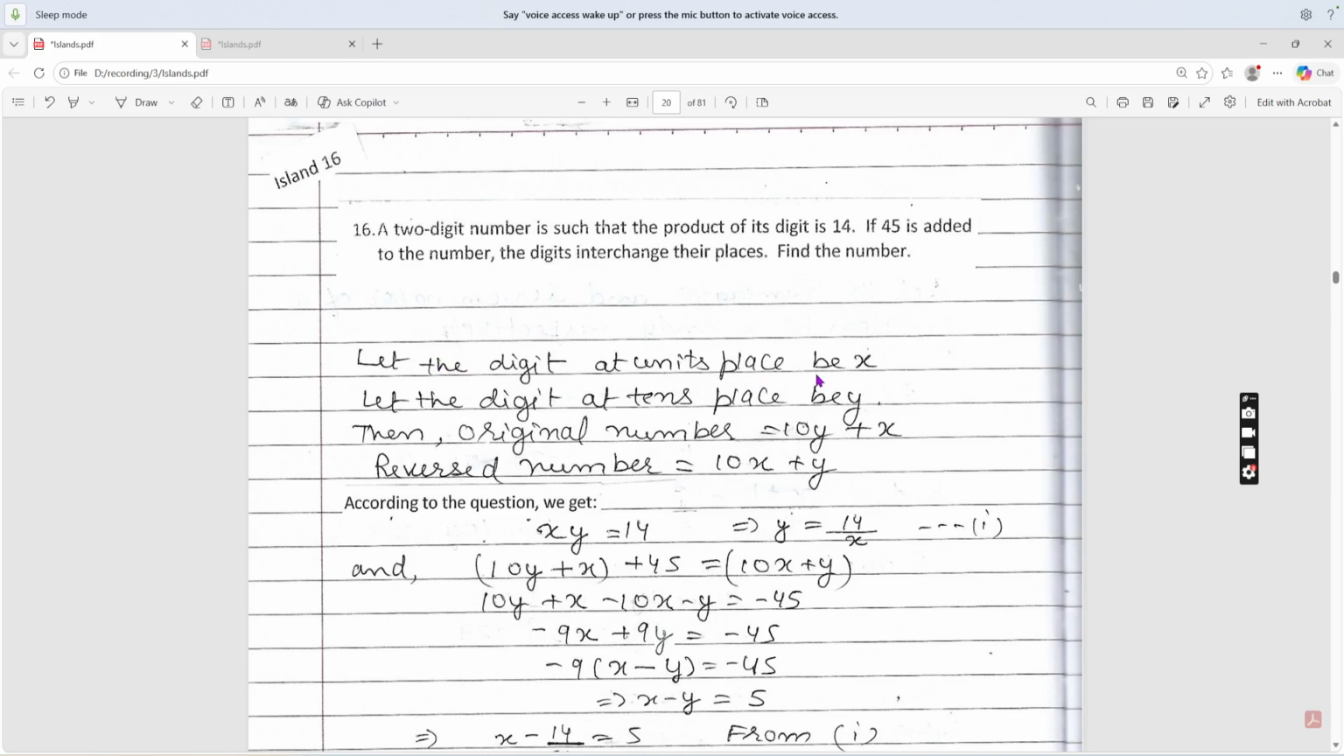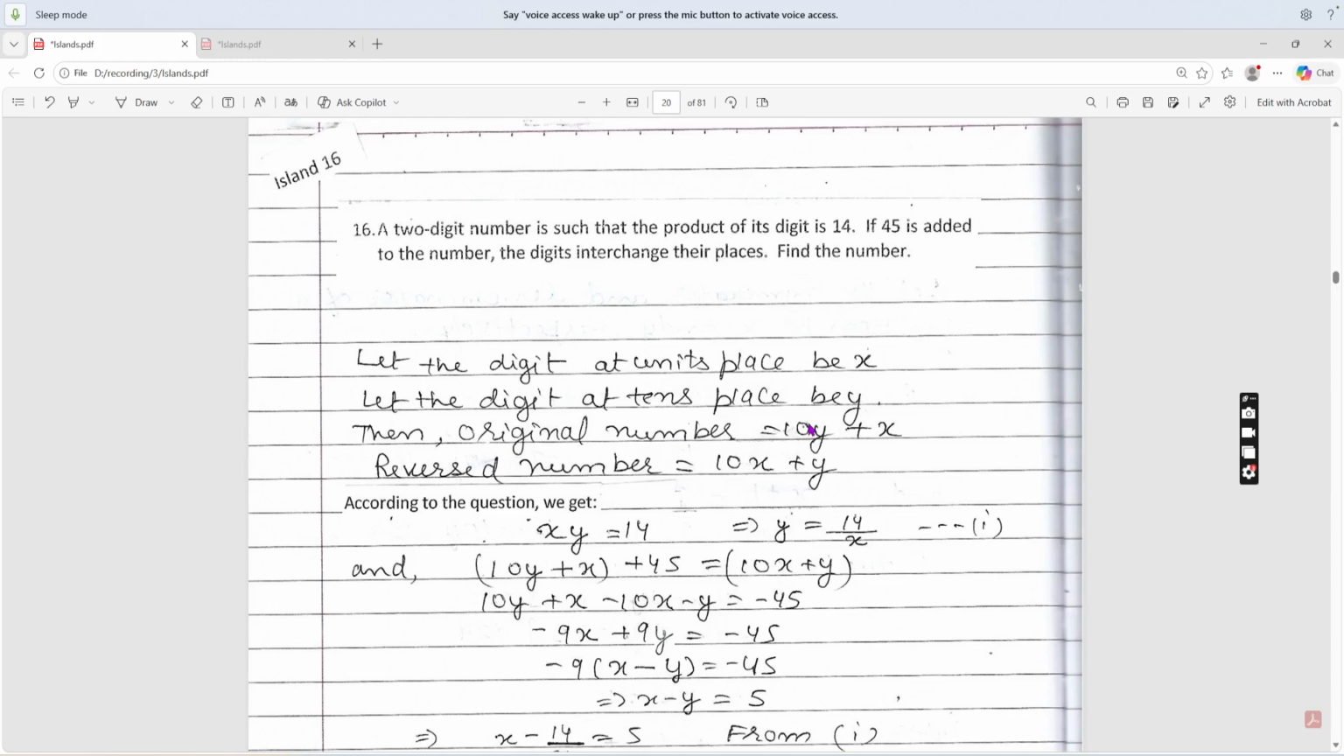Let the digit at unit place be x. Let the digit at tens place be y. So the original number would be 10y plus x. Because the tens place digit is y, we have to multiply y with 10 in order to get the tens place value, that is 10y. So 10y plus x. When we reverse the digits, we end up getting 10x plus y.